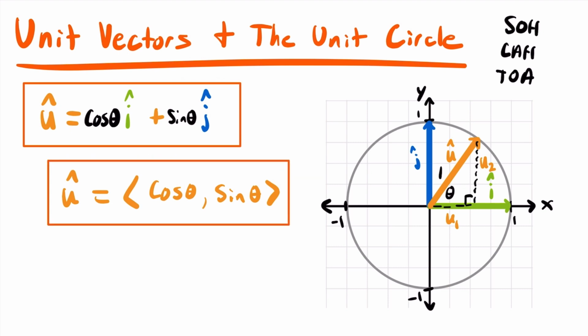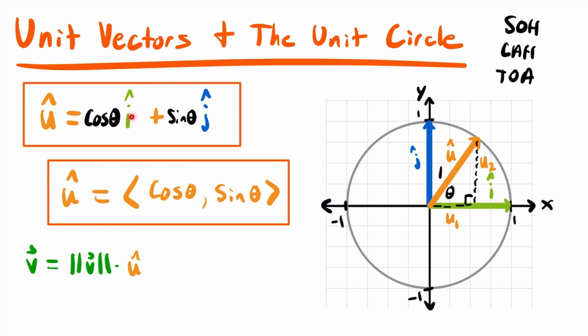Okay, and we can actually take this one step further. Remember from earlier in this lesson that we said that we can represent any position vector using its magnitude multiplied by a unit vector, right? We said that a position vector v would be equal to its magnitude multiplied by a unit vector in the same direction of vector v.